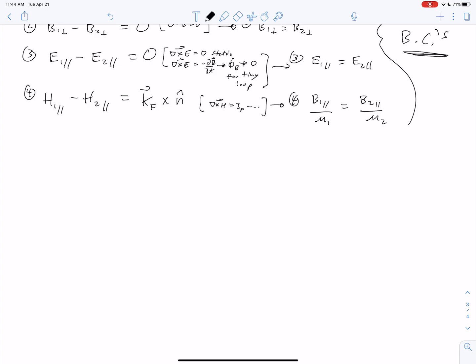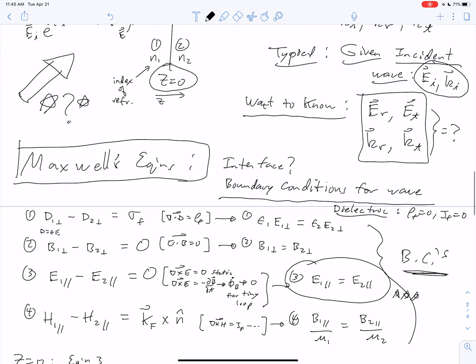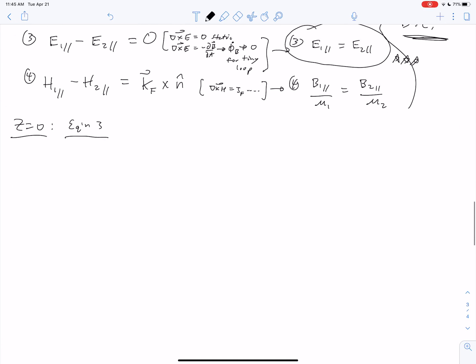And so at z equals 0, the interface, let's consider equation 3. And equation 3 is this one. That's the most important one for waves. I'll give it 3 stars. Most important for waves, that one. So for equation 3, we'll write it down. Let's just draw the picture here.